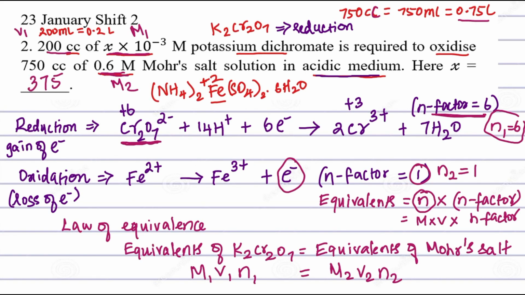So I hope you understood this question. You have to see the reduction half reaction and oxidation half reaction, then find the number of electrons involved in this reaction, then use the law of equivalence, M1 V1 N1 is equal to M2 V2 N2. Because in the question volume and molarity is given, in the equivalence formula you want the number of moles. From molarity and volume you can find the number of moles. So I hope you understood this question.